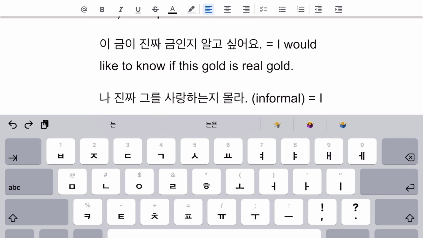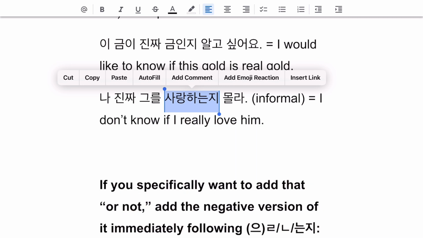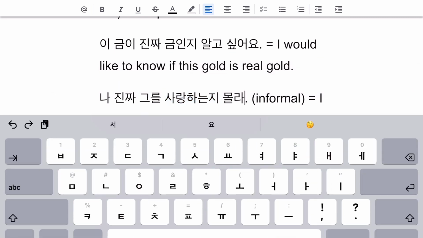And then this last one here. 나 진짜 그를 사랑하는지 몰라. I don't know if I really love him. And you can see the change of the formality. We just need to take the yo off.